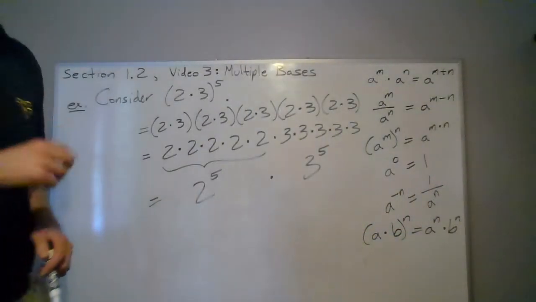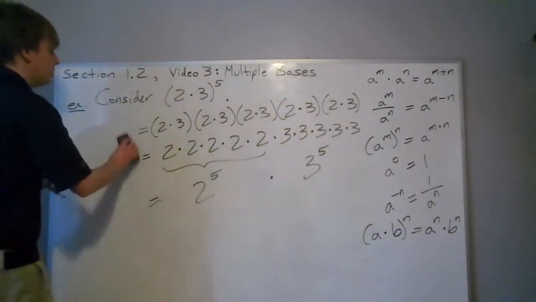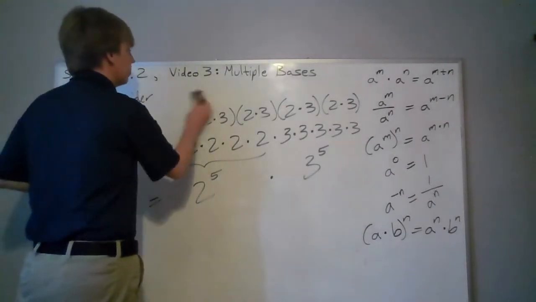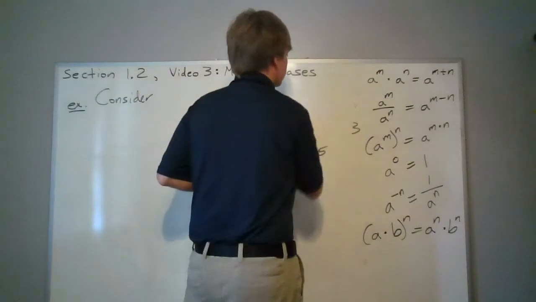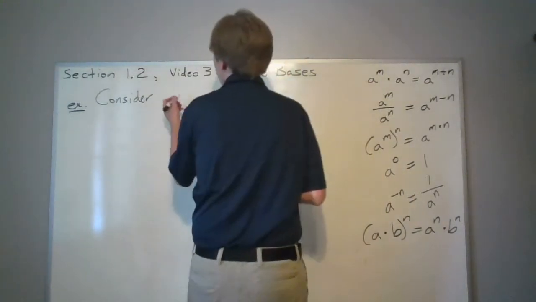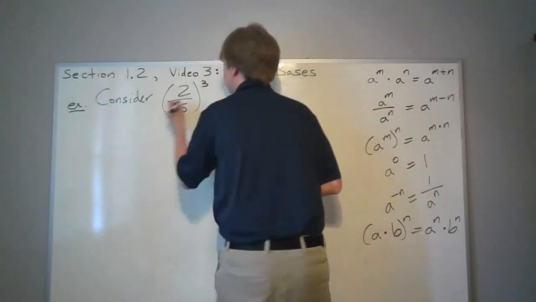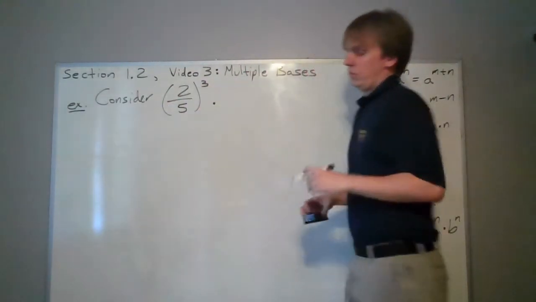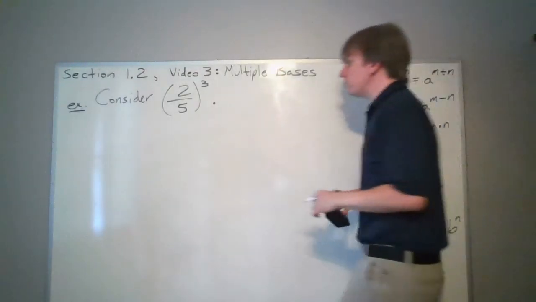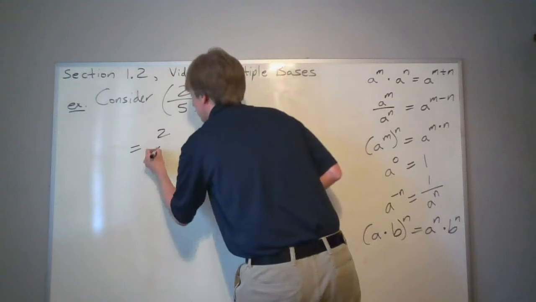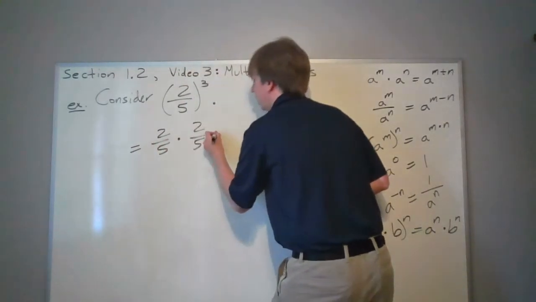I have one more thing I want to look at, which is what if instead of a product raised to a power, we had a quotient raised to a power? So let's try 2/5 cubed. Okay, 2/5 cubed would mean 2/5 times itself 3 times. So 2/5 times 2/5 times 2/5.